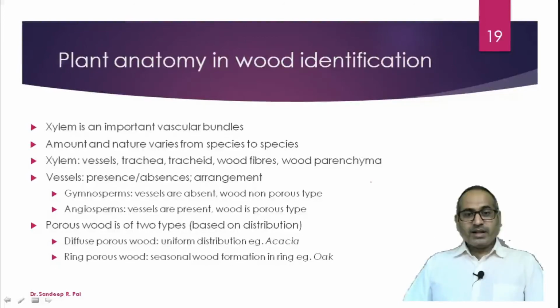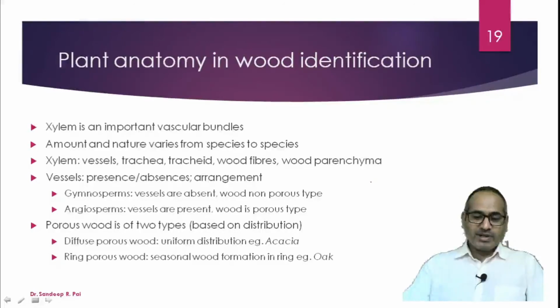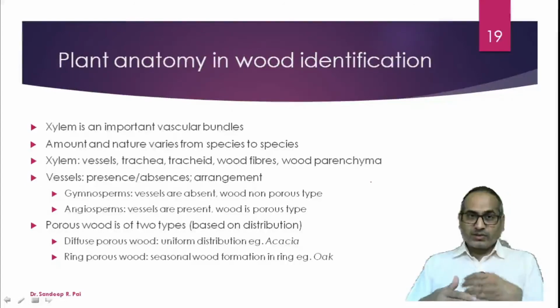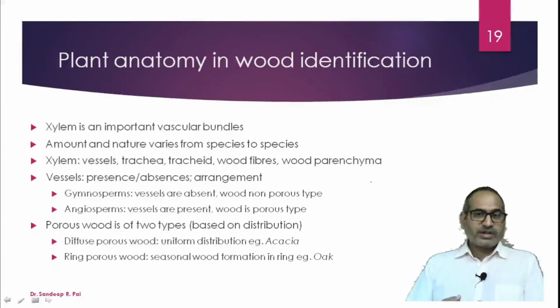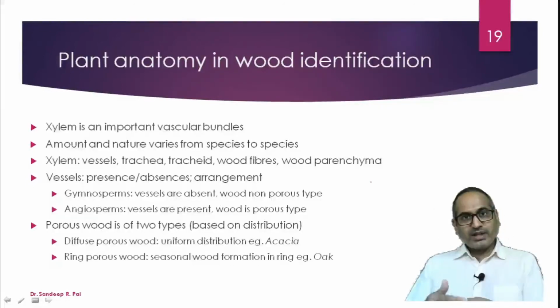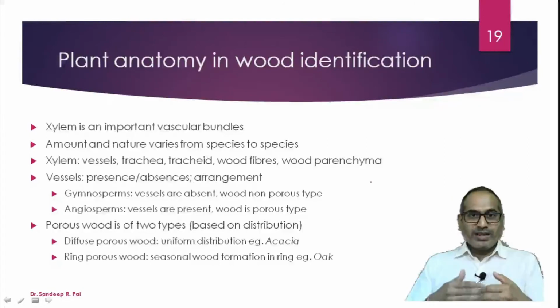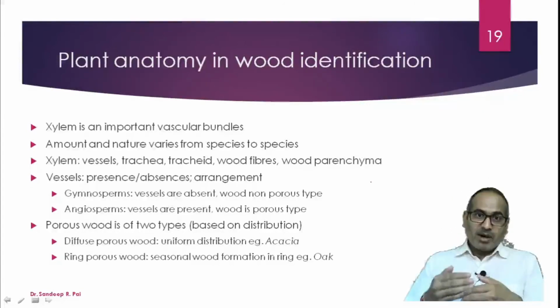distribution. Whereas ring porous wood is another wood type, with seasonal wood formation in rings. The example is oak. As the season changes, in two ways, spring and autumn, you will see that during spring there is addition of some vessels or cells, and during autumn there is addition of different types of cells. So when the season changes, the amount of cells produced is different.